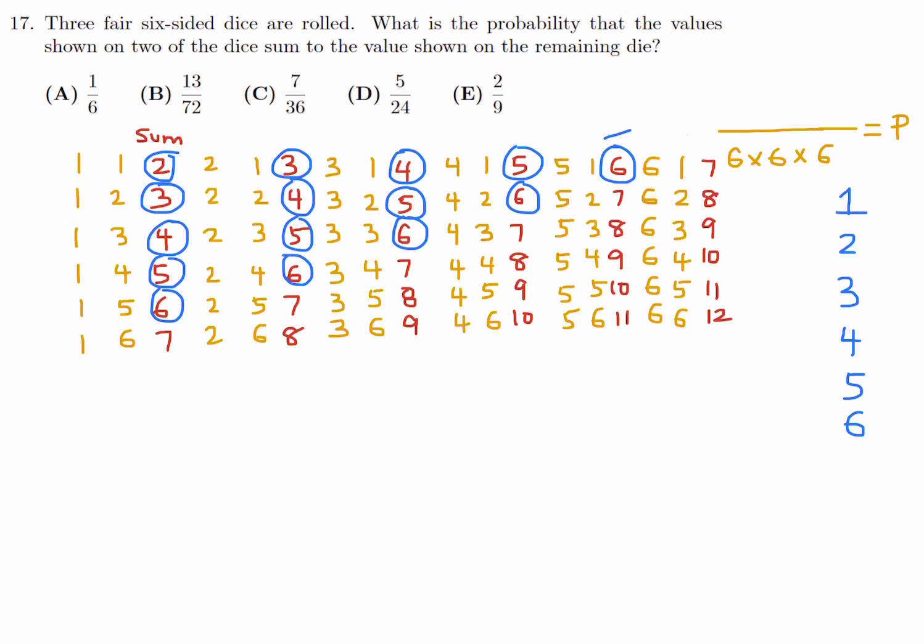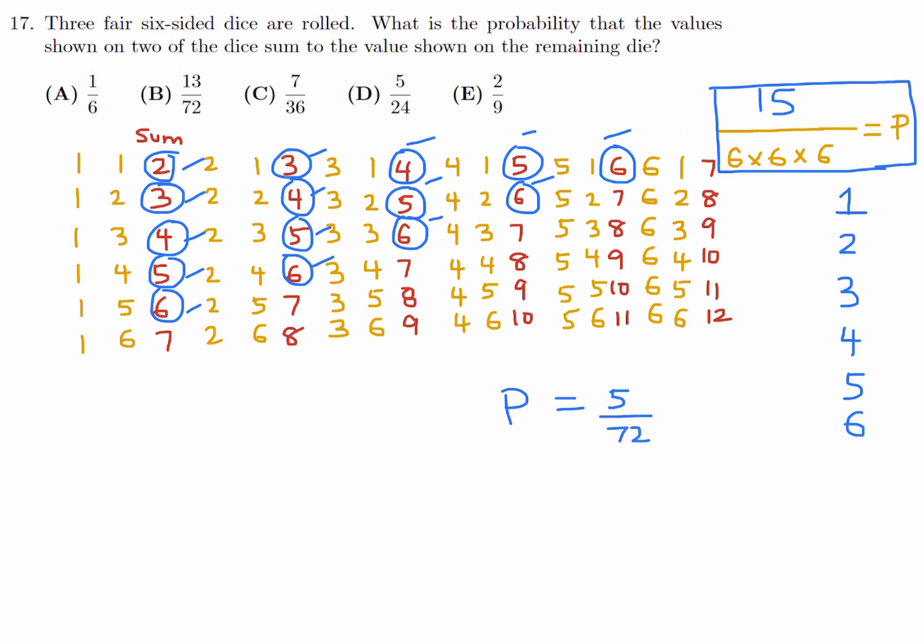Okay, so let's count these. 1, 2, 3, 4, 5, 6, 7, 8, 9, 10, 11, 12, 13, 14, 15. 15. So that is my answer. And if I reduce that to lowest terms, I get, dividing top and bottom by 3, right? So 5 over 72. Okay, now I look at the answer choices. And interestingly, 5 over 72 is not one of the answer choices. So I think, well, okay, what did I do wrong? Well, I didn't do anything wrong, but the reason the answer is not 5 over 72 is because of the following.